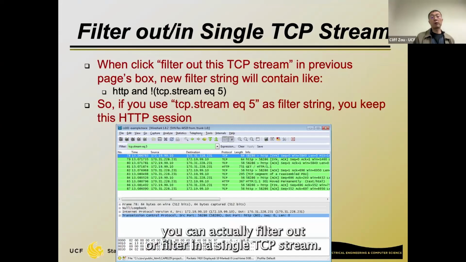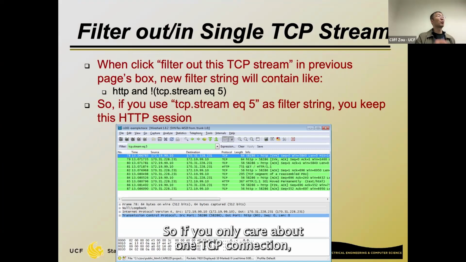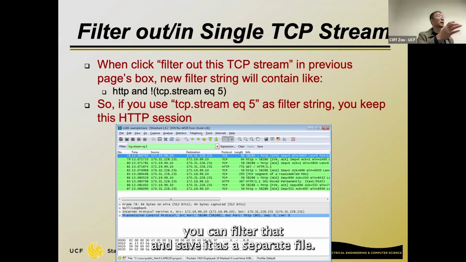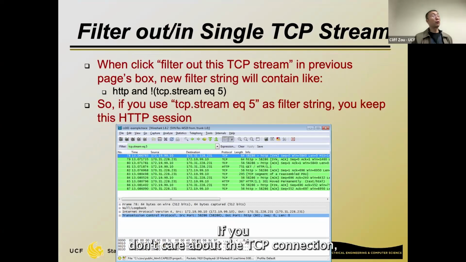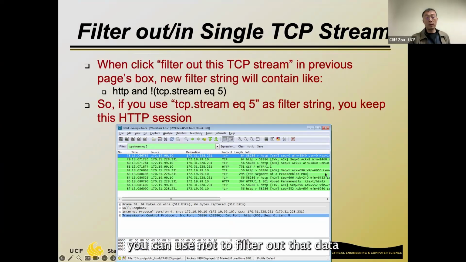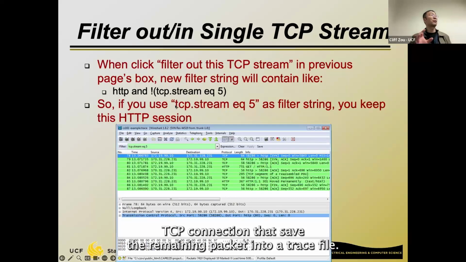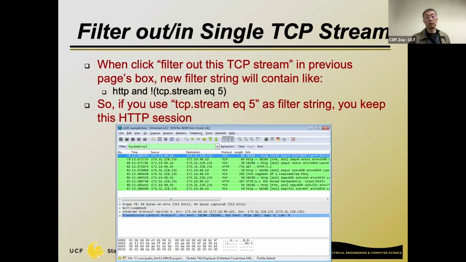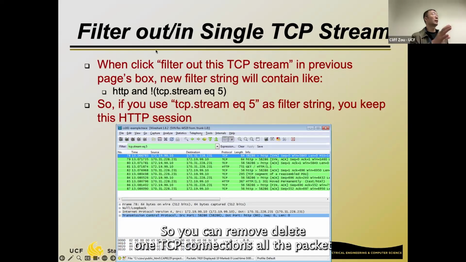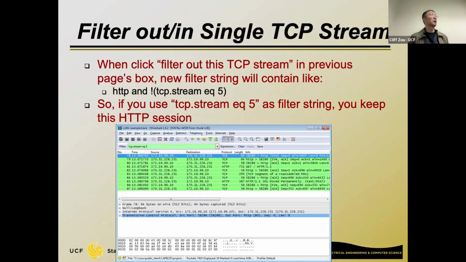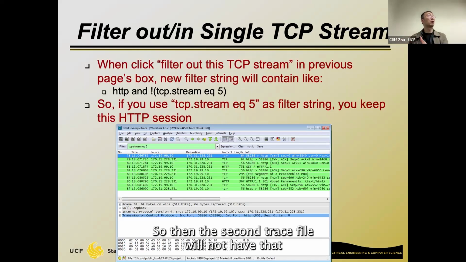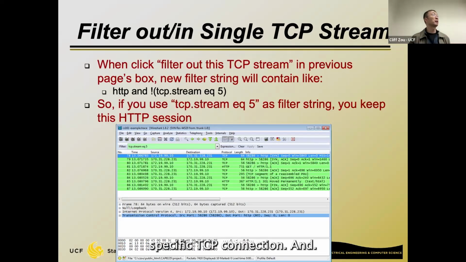Using this way, you can filter out or filter in a single TCP stream. If you only care about one TCP connection, you can filter that and save it as a separate file. If you don't care about a TCP connection, you can use NOT to filter out that TCP connection, then save the remaining packets into a trace file. That's what I mean by filter out. You can delete all the packets of one TCP connection and save the result into a separate trace file, so the second trace file will not have that specific TCP connection anymore.